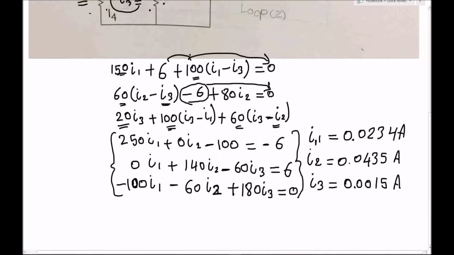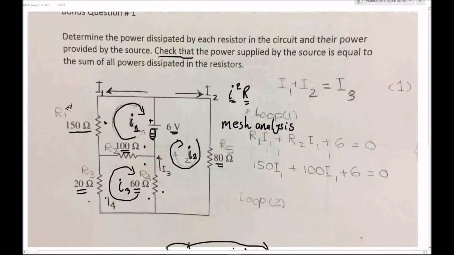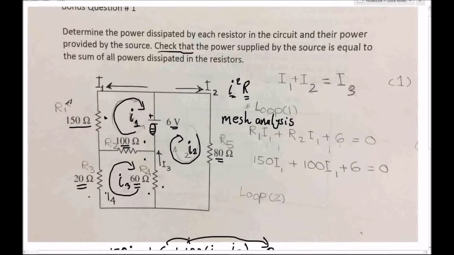طيب كده لسه ما خلصنا، حسبنا اللوب كارنت، باقي نحسب الكارنت through the resistor. اوكي، نرجع هنا للمسألة. عندنا كم ريزستور؟ 5 R1، R3، R2، هذه R4، هذه R5.